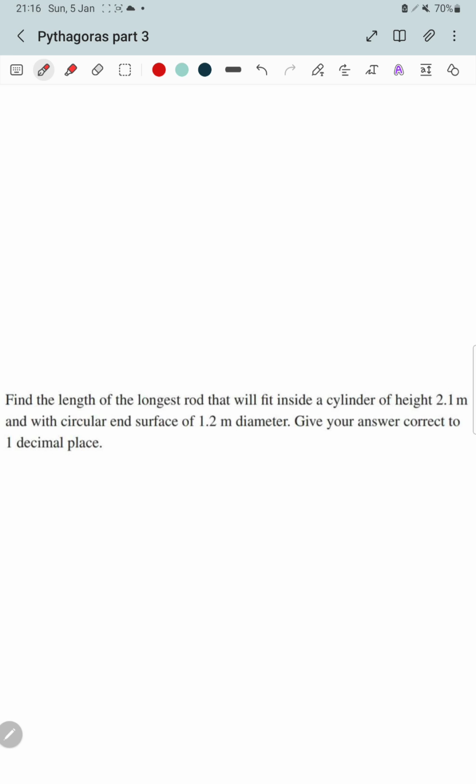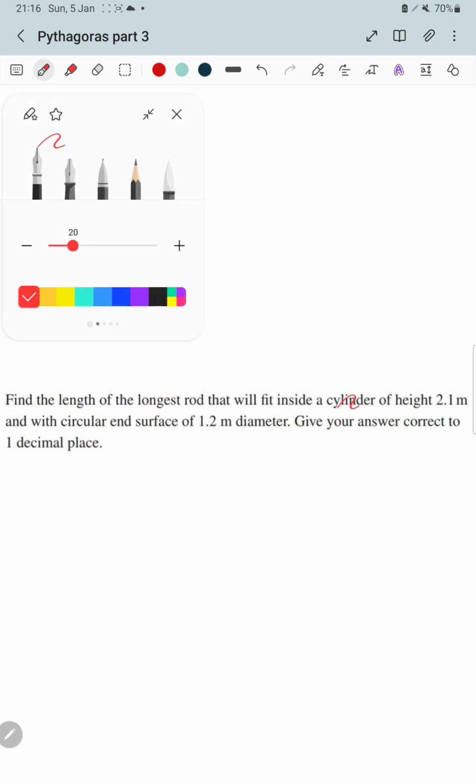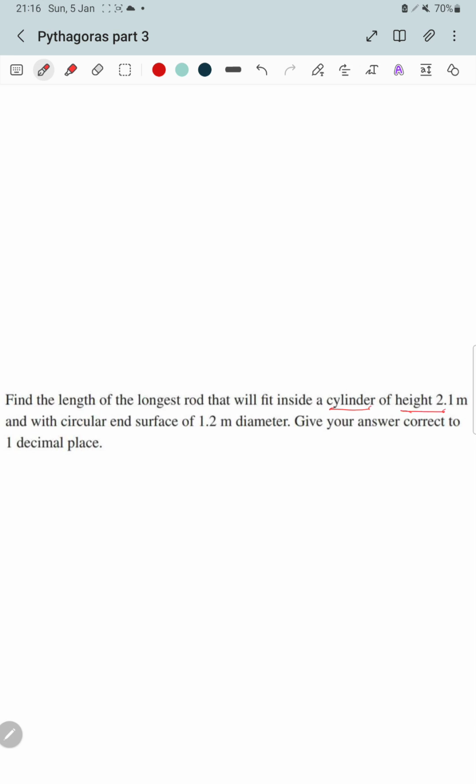So the question here is, find the length of the longest rod that will fit inside a cylinder of height 2.1 meter and with circular end surface of 1.2 meter diameter. Give your answer correct to one decimal place. Now here, this is not a question where you are given a direct right angle triangle, but a cylinder. They said find the length of the longest rod that will fit inside a cylinder. As we are not able to see any triangle here at the moment, we will just draw whatever information is given.